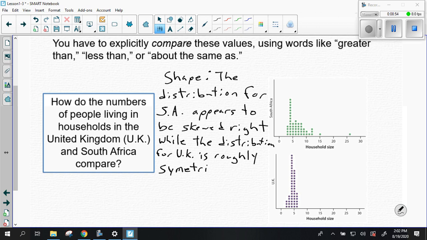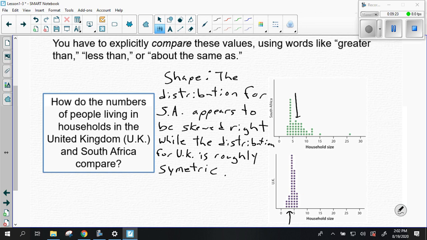Okay. If we were to look at the centers of these, we're not going to get too crazy about it, but maybe the center of this is somewhere around here. I'm making a full estimation. Well, the center of this data seems to be a little bit less. So I would say that the center of the data for South Africa seems to be greater than the center of the data for the United Kingdom.